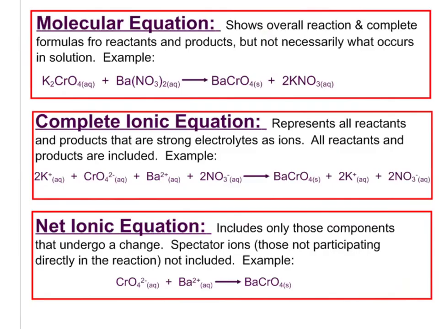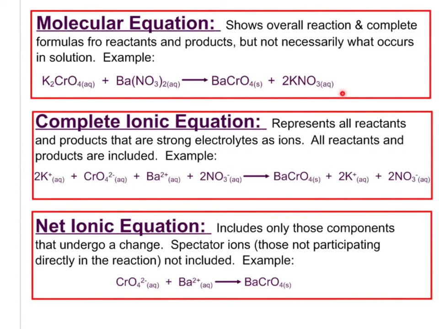So let's look at these. The molecular equation, as we've just said, shows the overall reaction and the complete formulas, I know there's a typo, for reactants and products, but not necessarily what occurs in the solution on a molecular level. This is the equation you're familiar with. If we take our example that we just talked about in the last section, the potassium chromate and the barium nitrate, aqueous, those are dissolved in water, producing the barium chromate, solid, and the two molecules of potassium nitrate. This one you're familiar with. This one is balanced, and we probably don't need to say much more about that.